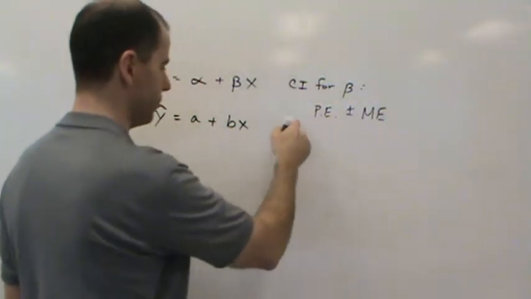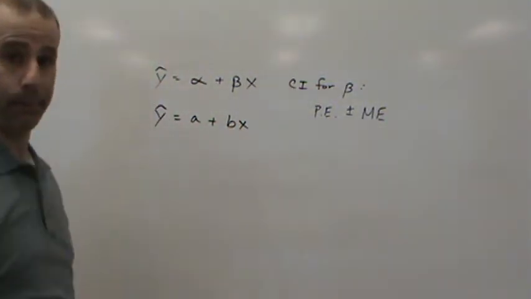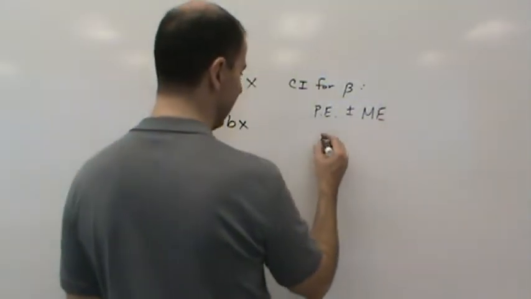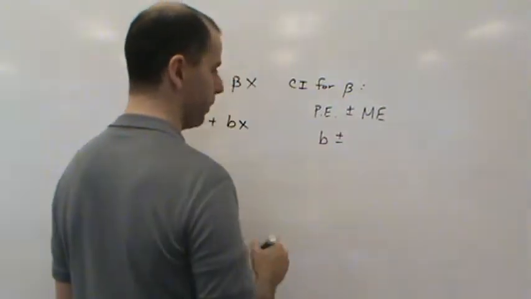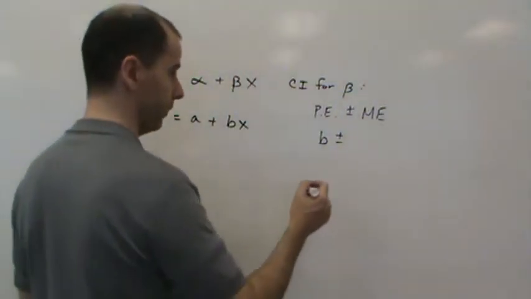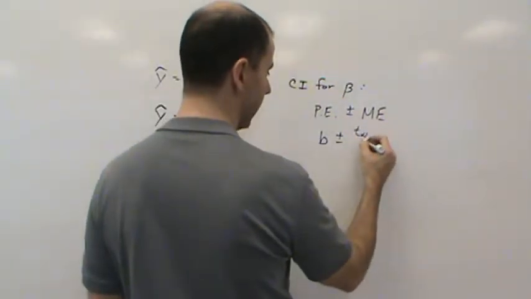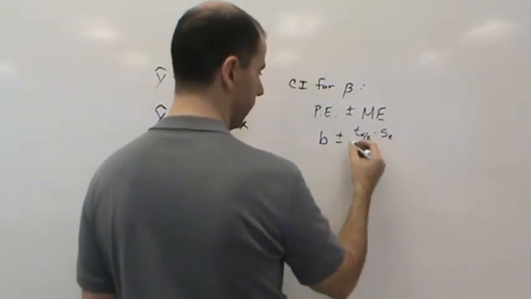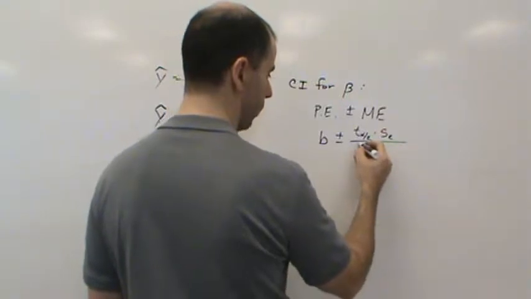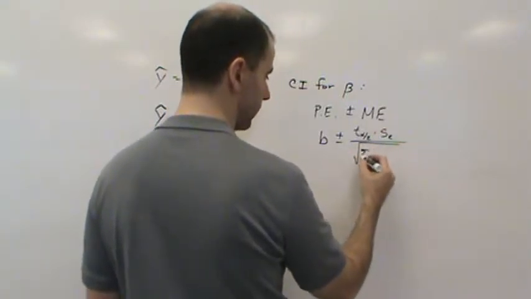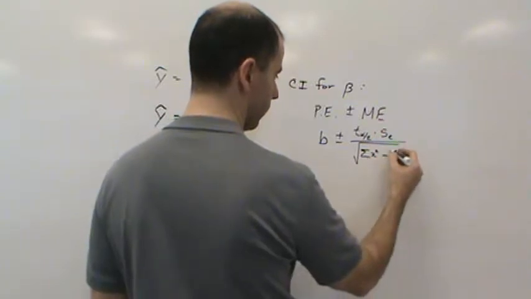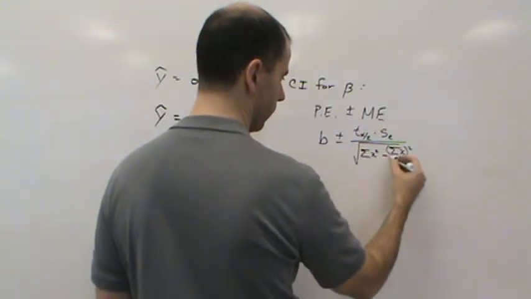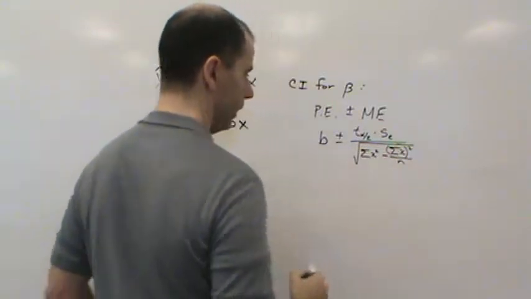Well, what does this look like? Well, the point estimate is going to be b, right? That's going to be our best point estimate. b turns out to be an unbiased estimate for the true slope. So b is going to be our point estimate, plus or minus our margin of error. Now here's the margin of error calculation. It's going to be t alpha divided by 2 times s sub e divided by the square root of what? It's going to be this. Okay, it's going to be that.